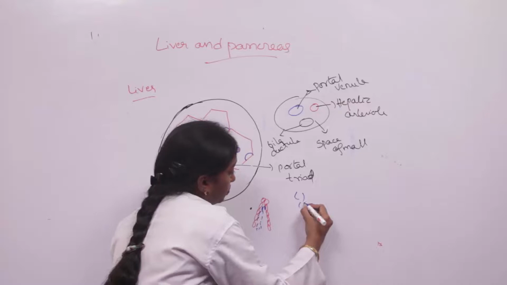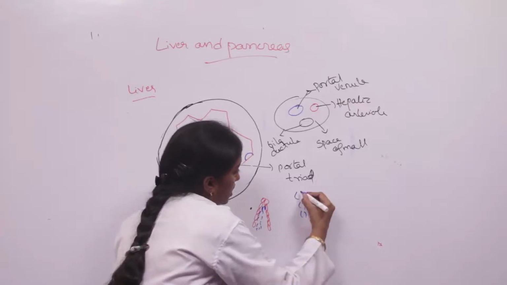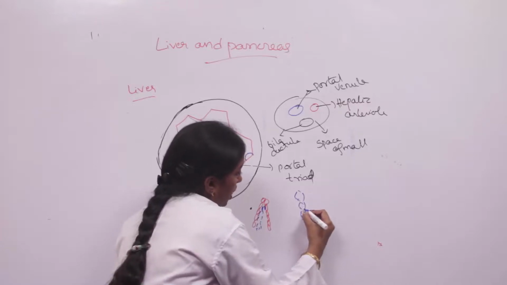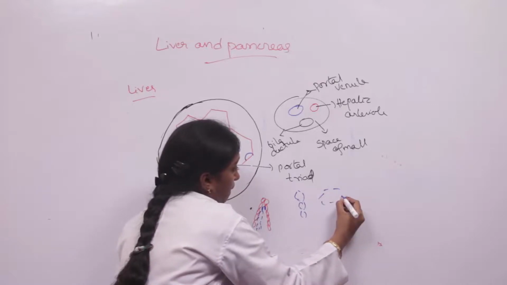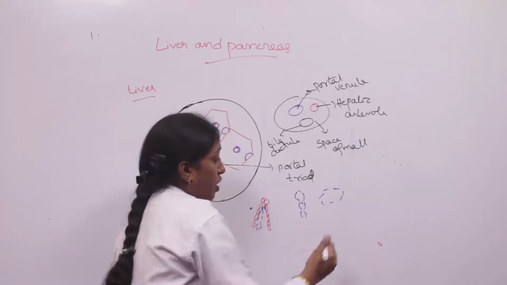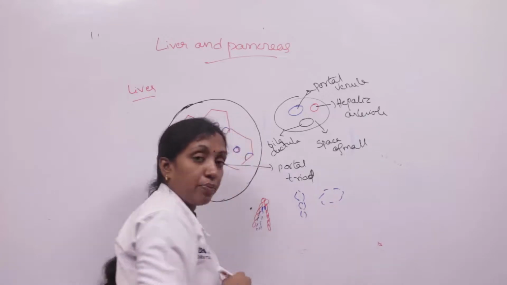So the sinusoids consist of epithelial cells having some fenestrations. Okay, now this is one sinusoid having some fenestrations.